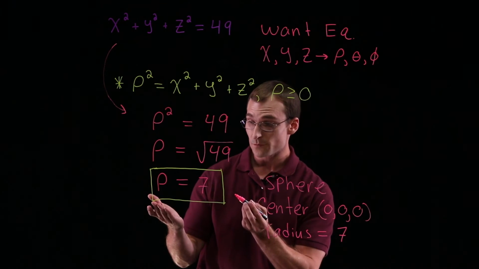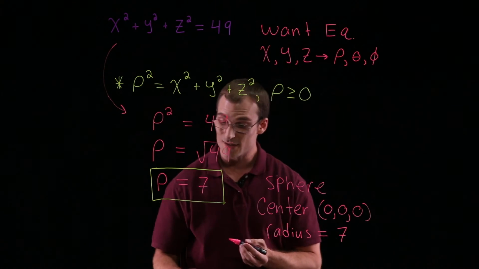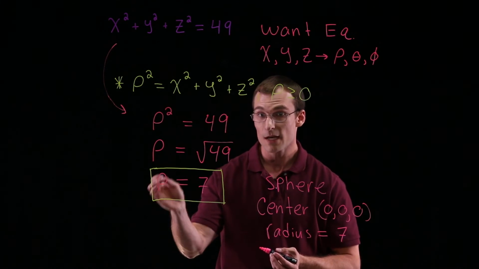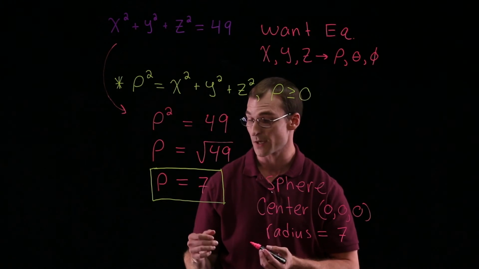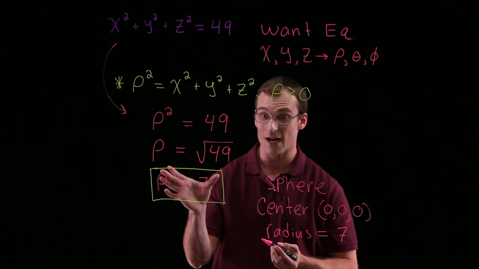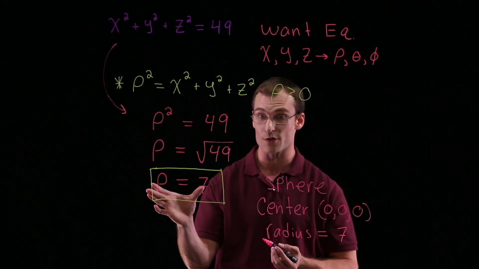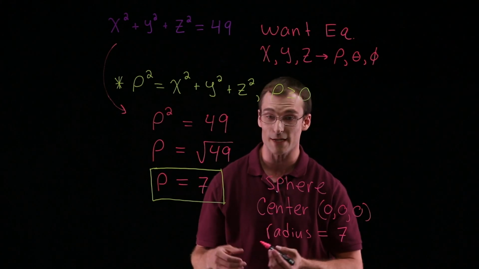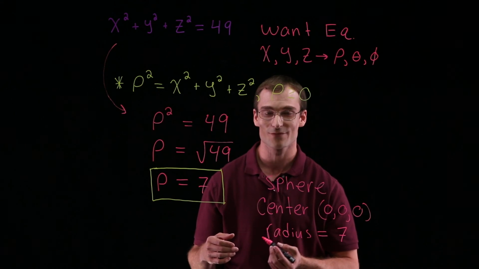Now if we look at our equation in spherical coordinates, that's essentially telling us the same thing. If you remember, rho is the distance from the origin to any point on the surface that's being generated. So this just says we have a constant distance of 7 from the origin, essentially giving us the radius of 7, so creating a sphere of radius 7. So there we go. Thank you very much.